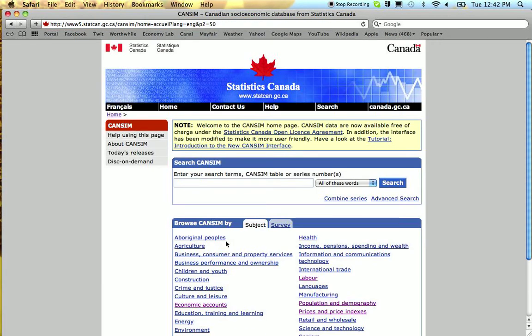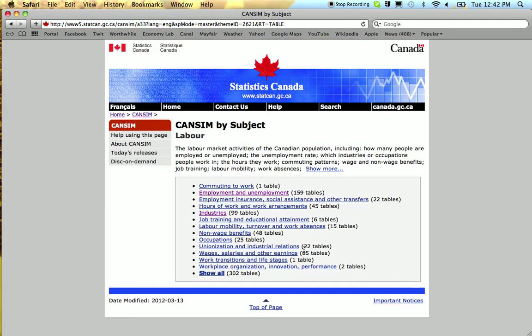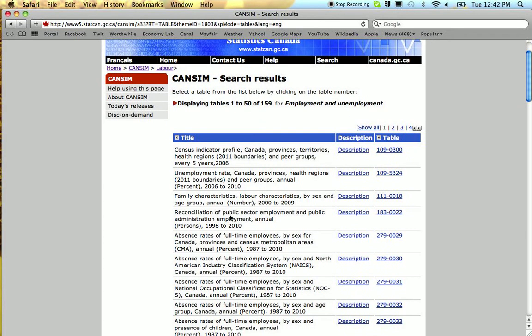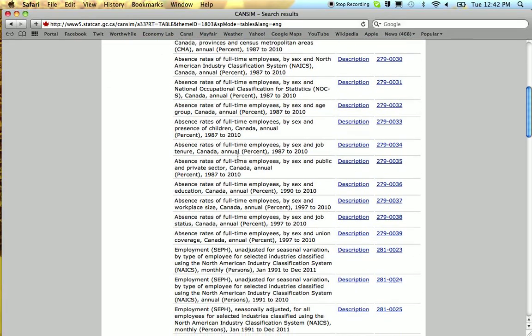Okay, now the employment numbers are found under labor. Okay, employment and unemployment. And you can see there's lots of different things, but if you just want to know what's the latest unemployment rate numbers, what are the trends in unemployment rate, this is where you look. Okay, it pulls up. As you can see, there's lots of stuff here, not necessarily the most important stuff first.